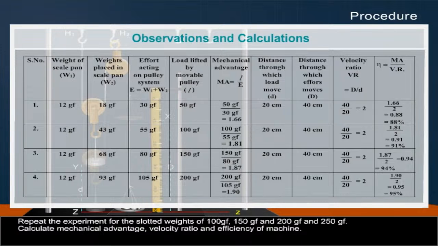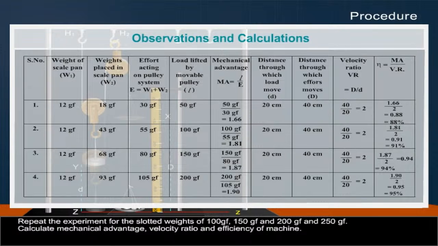3. 12 gram force, 68 gram force, 80 gram force, 150 gram force. 150 gram force divided by 80 gram force equal to 1.87. 20 centimeter, 40 centimeter, 40 divided by 20 equal to 2. 1.87 divided by 2 equal to 0.94, equal to 94%.